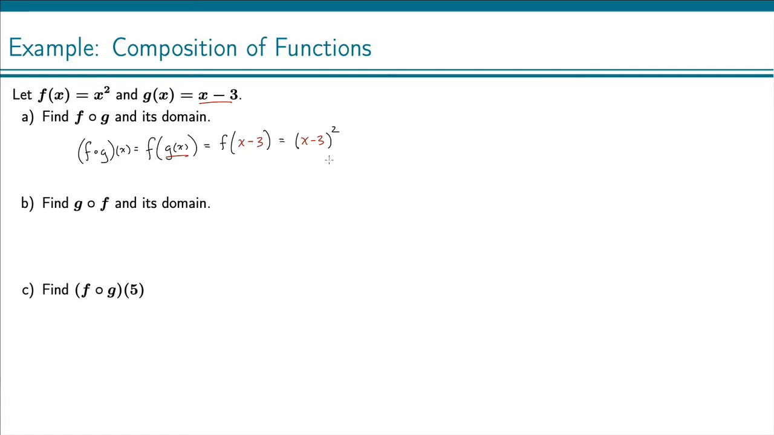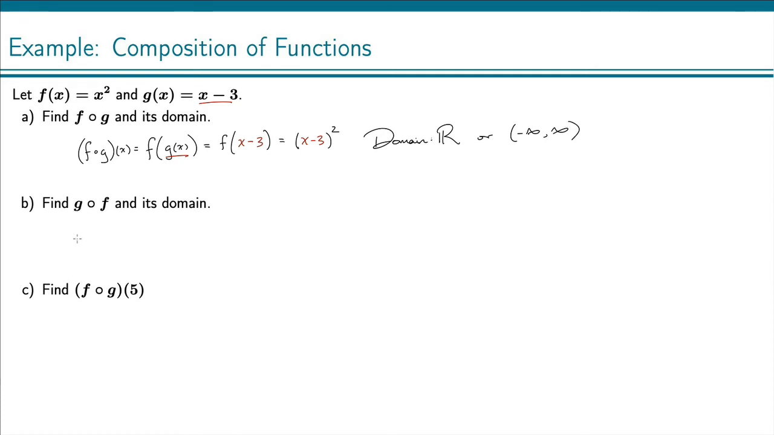And now I want the domain of this. And for my domain, there's really only three things I care about. I don't want to divide by 0. I don't want to do any square roots of negatives. And I only want to do logarithms of positives. And I don't have any of those three things happening here. And so my domain is all real numbers. And I can write that as that, or I can write it as an interval, negative infinity to infinity.